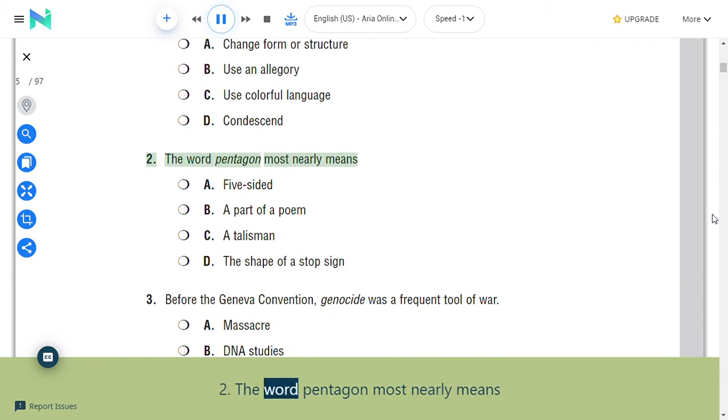2. The word pentagon most nearly means. A. Five-sided. B. A part of a poem. C. A talisman. D. The shape of a stop sign.